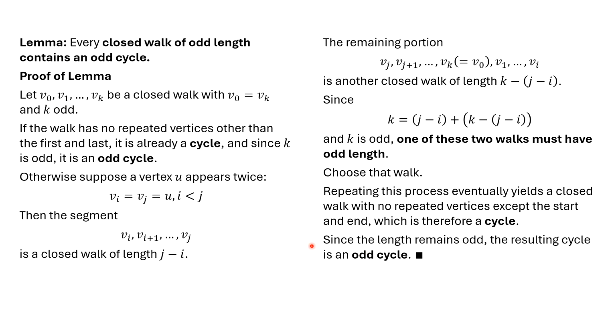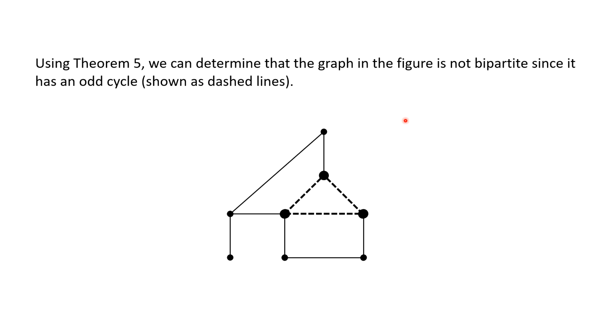One relied on this lemma here. So we have an example here of how to use our theorem 5. We have a graph, and we want to know whether or not it's bipartite, but our theorem says if we have an odd cycle, it's not bipartite, and we can see right away, I've highlighted in these dashed lines here, that we do have an odd cycle, and so this graph is not bipartite.